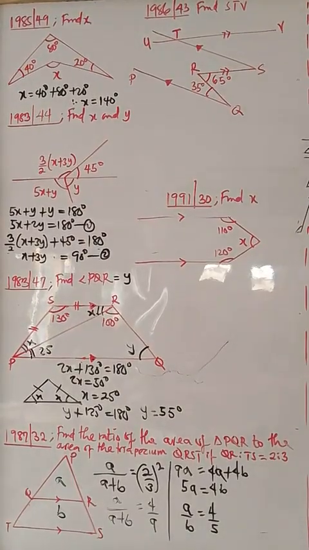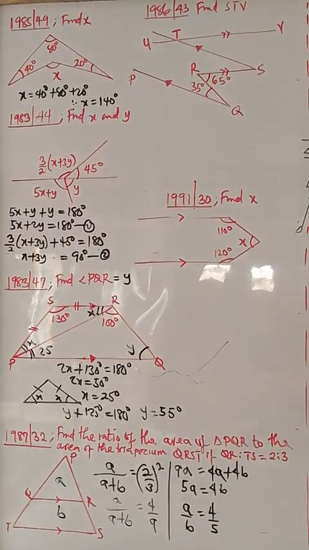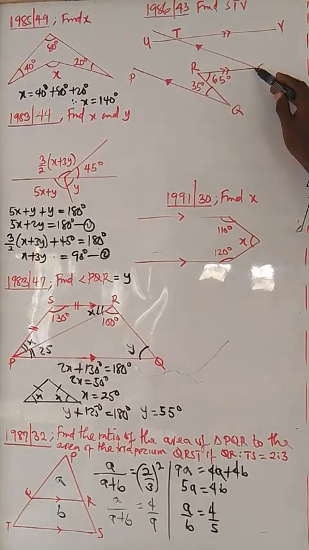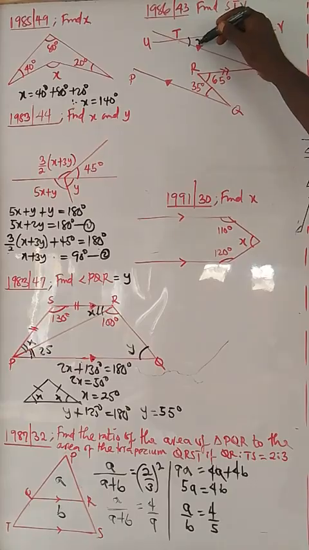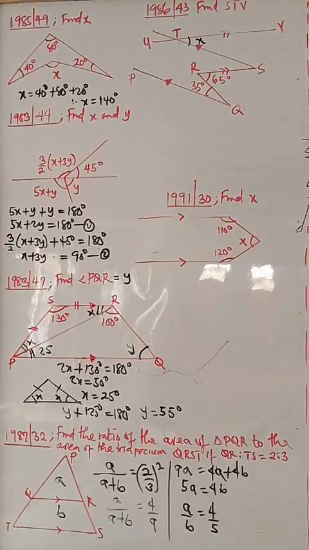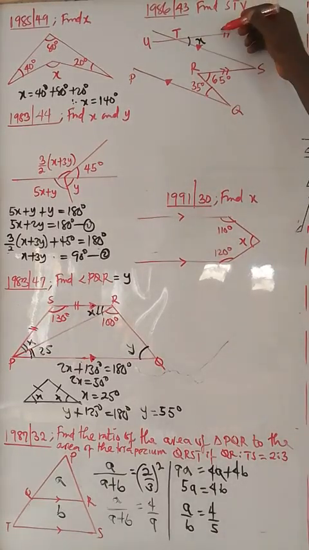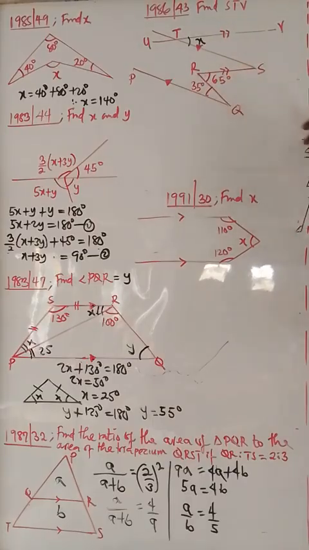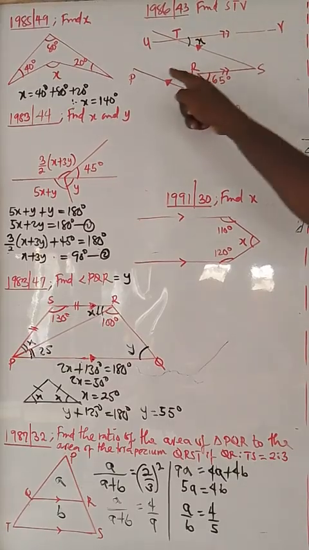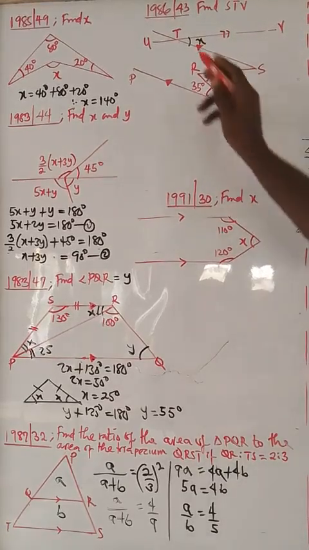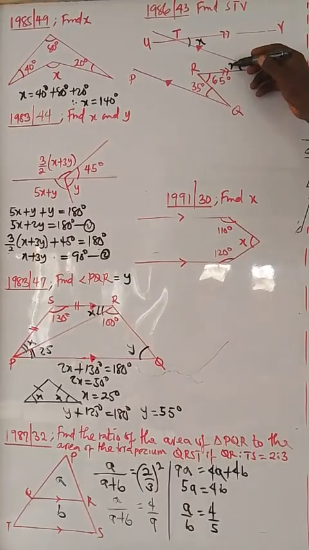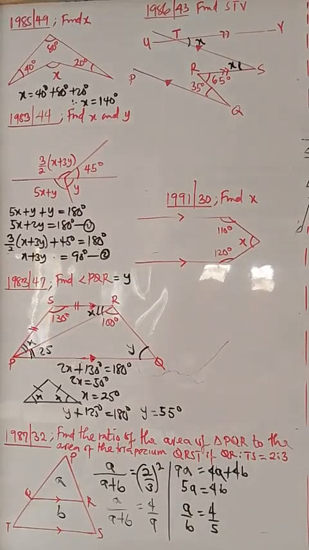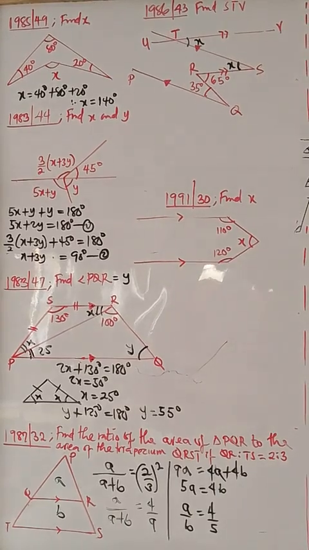The next question, find STV. STV. This is what we are told to look for. Let's call it x. UV and RS, they are parallel. Definitely, if this angle here is x, then this angle too is x. They are alternate. That's the first thing. So they are both x.